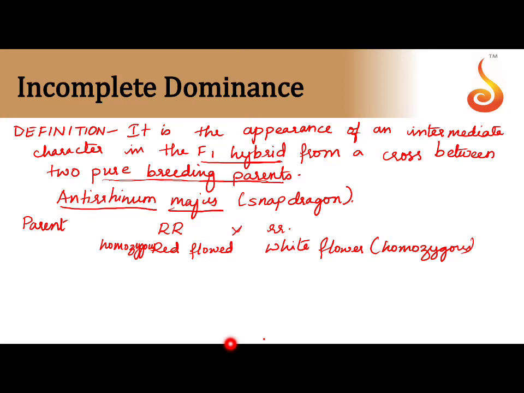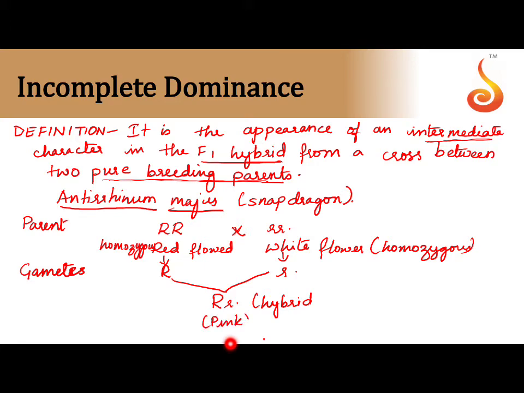We are going to cross them. So when we are crossing, we know parents are diploid, we need haploid gametes to be formed. So we are getting capital R and small r. We combine them both, we get capital R small r as a hybrid. Now as I stated, the hybrid will have an intermediate character. What happens when you mix red and white? You get pink. So it will have an intermediate character in the first filial generation, or what we call F1 generation. Now it becomes even more interesting to see what happens in the F2 generation.